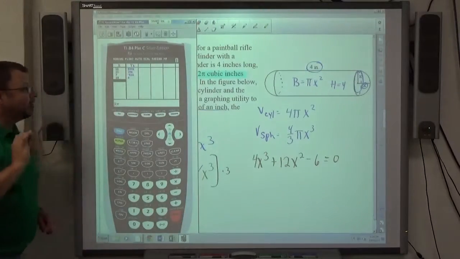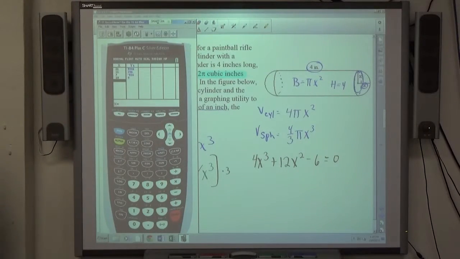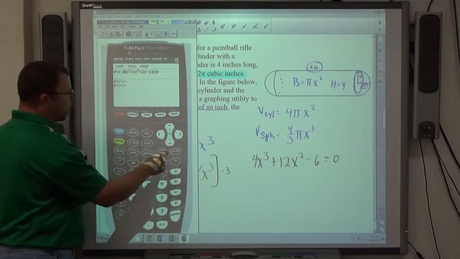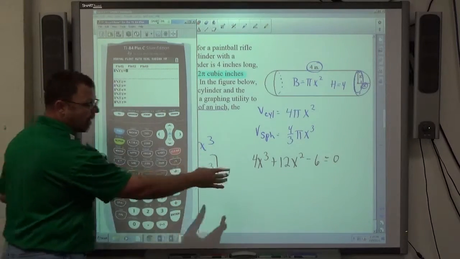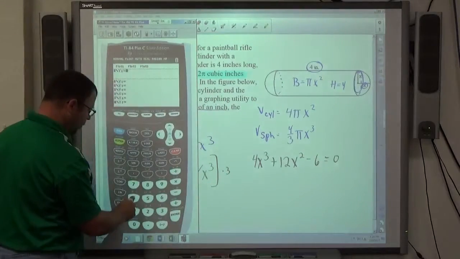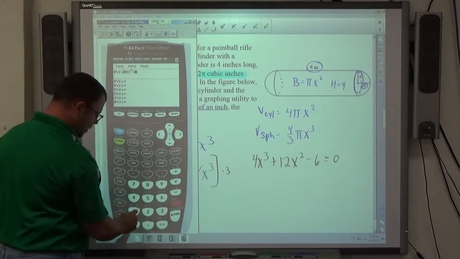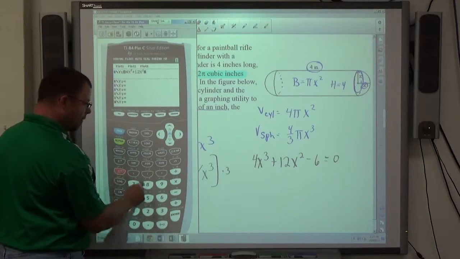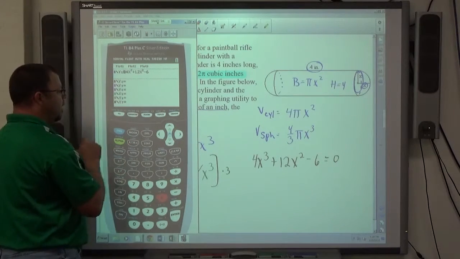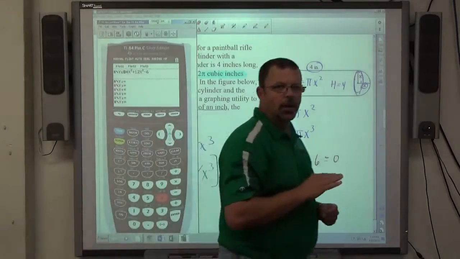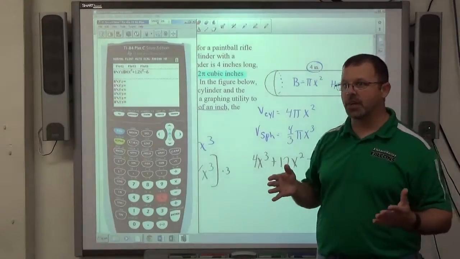Now again, it does say find the nearest hundredth of an inch, right? So we're going to try to get a decimal answer here. We go y equals, again, I'm going to type in my equation that I want to set equal to 0 here, so 4x cubed plus 12x squared minus 6. And I'm going to set a window, because I want to graph this thing.